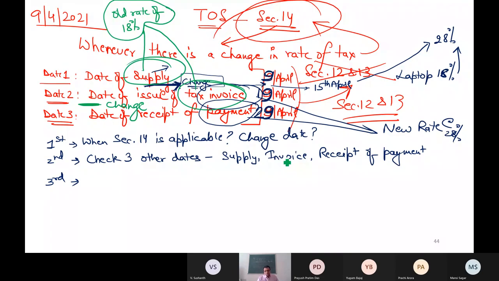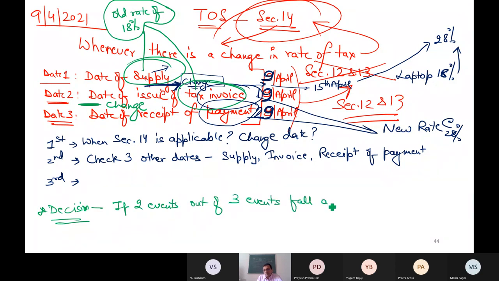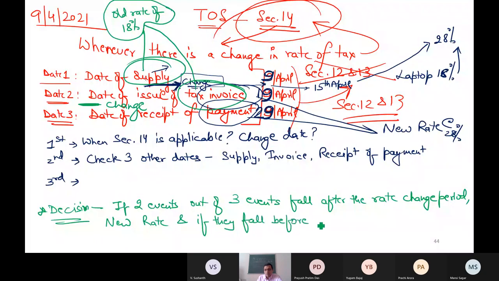So my first stage discussion is over. What is my first stage discussion? What decision am I making? If two events out of three fall after the change, after the rate change period, then you apply the new rate. And if they fall before the rate change period, then you apply the old rate.